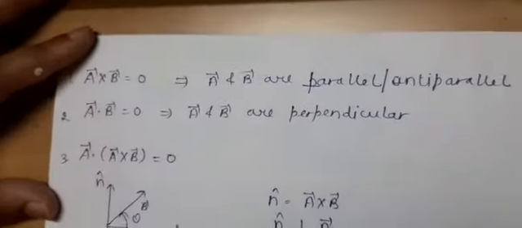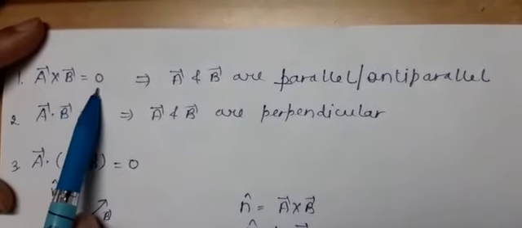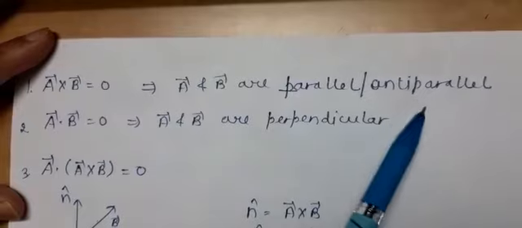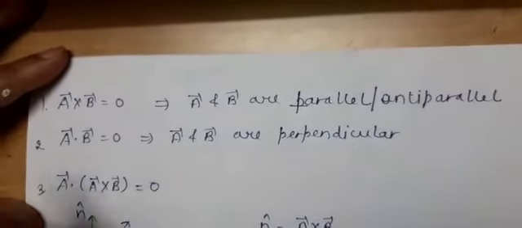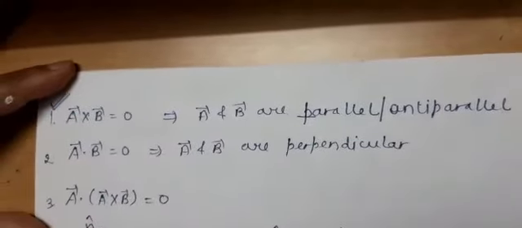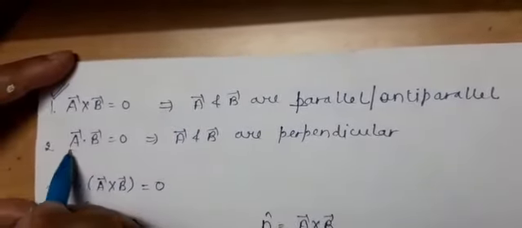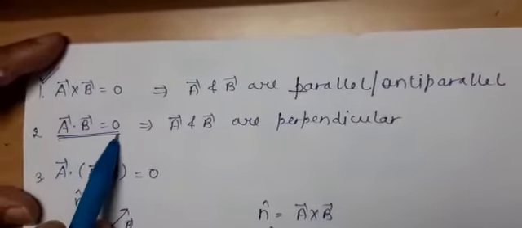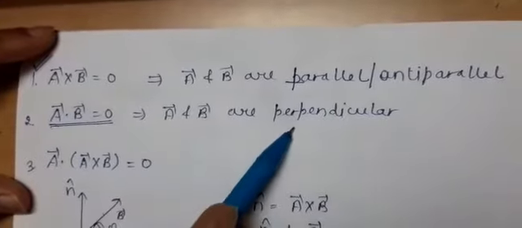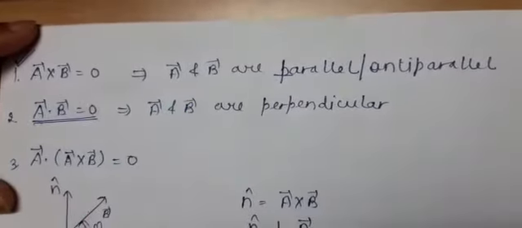So here is a summary of the basic results that are very important. That is, A cross B is 0 only when the vectors are parallel or anti-parallel. So if we have to prove the vectors are parallel, then you will use this result directly. And if you have to prove vectors are perpendicular, then you have to use this result. Right? If A dot B comes out to be 0, then automatically it means vectors are perpendicular. And if A cross B comes out to be 0, it means vectors are parallel.